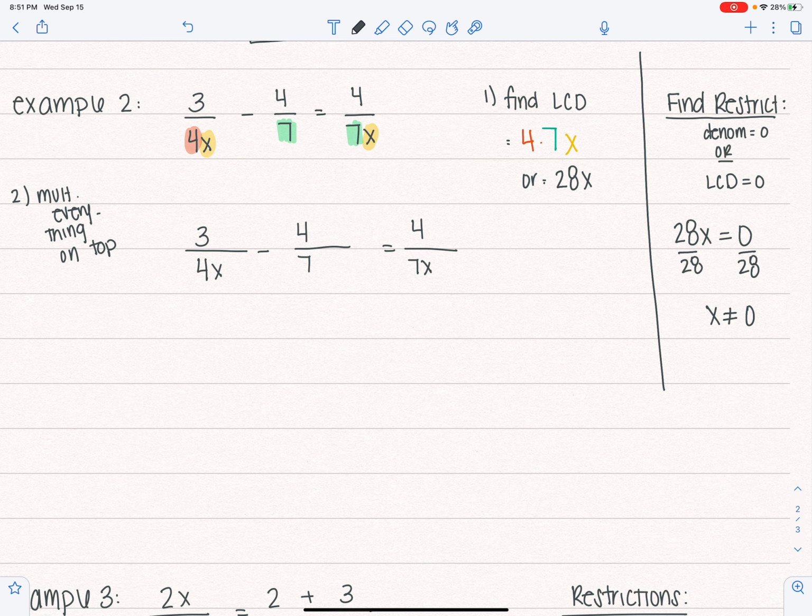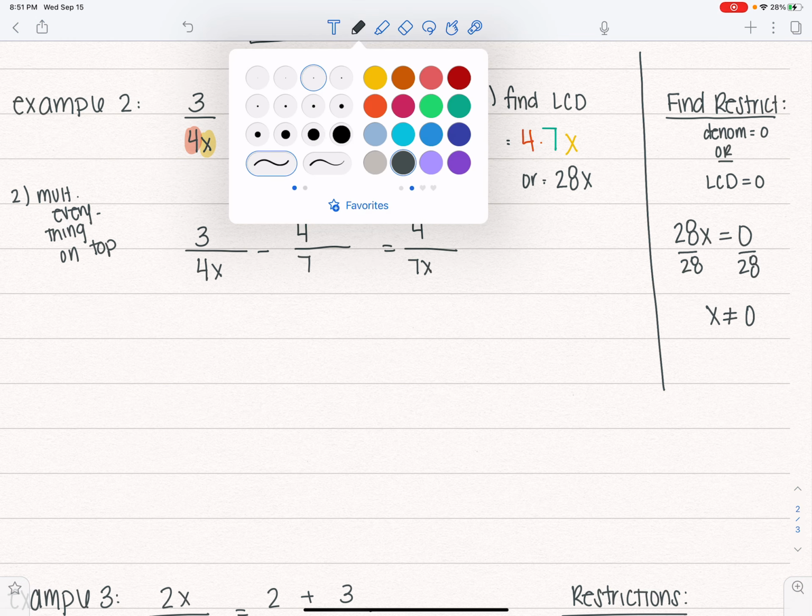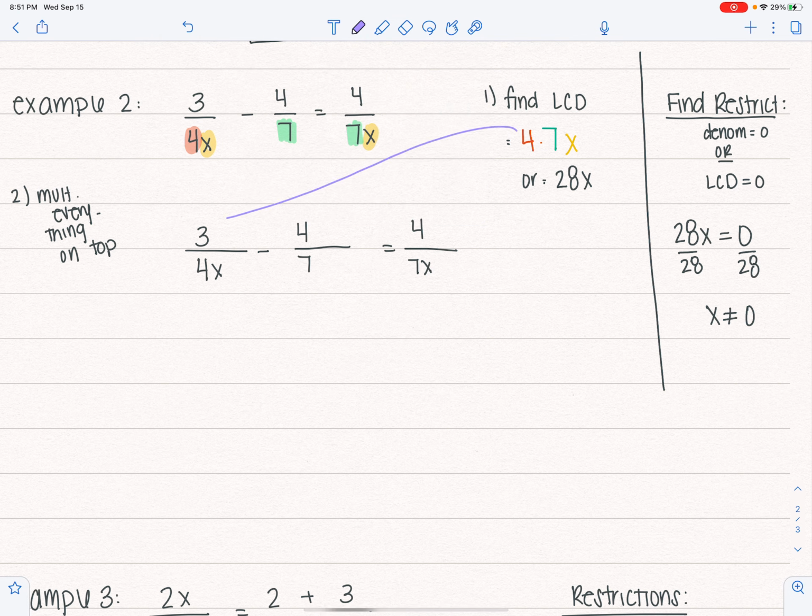And so step 2 in the steps to solving these is going to be take your LCD and multiply it by everything on top. So I'm going to multiply every top by 4 times 7 times x, 4 times 7 times x, 4 times 7 times x. And so I'm going to multiply all of these on top by the LCD. Now if I've done the correct LCD, then all of my denominators will cancel. And so I'm going to go through and just do a bunch of canceling.